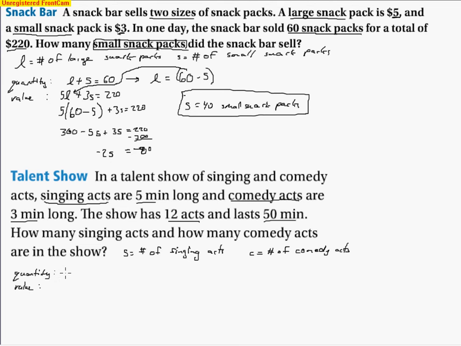So the quantity is the number of singing acts plus the number of comedy acts, and there's 12 altogether. The value is the amount of minutes. So we have 5 minutes for the singing acts, 3 minutes for the comedy acts, and there were a total of 50 minutes altogether. So same sort of thing. This time they want to know how many singing acts and how many comedy acts. They want to know both. So it doesn't matter which one we solve for in this case. So I'm going to just go ahead and solve for S.